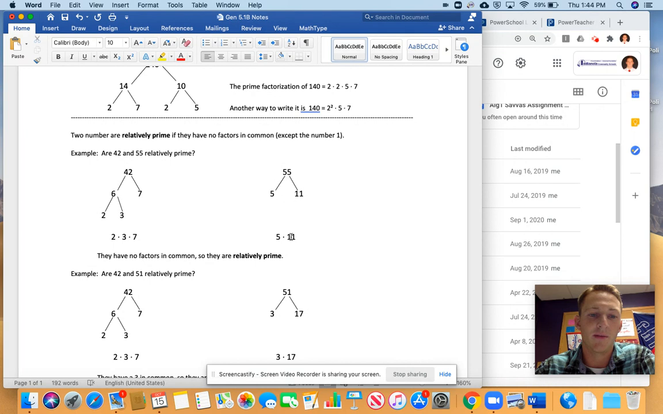Both of these are prime. So if you look at these numbers across the board, we have 2, 3, and 7, 5, and 11. None of them are the same. So they are relatively prime.